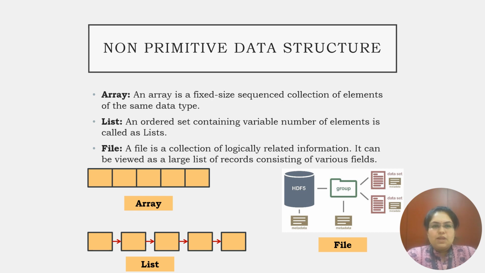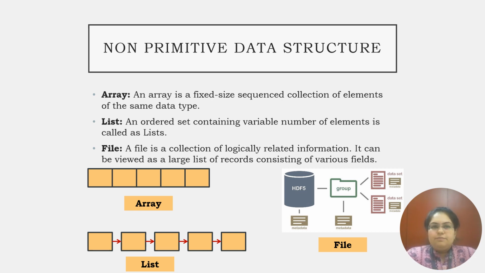Another is list. A list is an ordered set containing a variable number of elements. For example, if we have 5 numbers, each number can be stored in a different variable. But if we create a list of them, it will be much easier to access each variable. So the list can be defined as an abstract data type in which the elements are stored in an ordered manner, so we can easily and efficiently access every element.